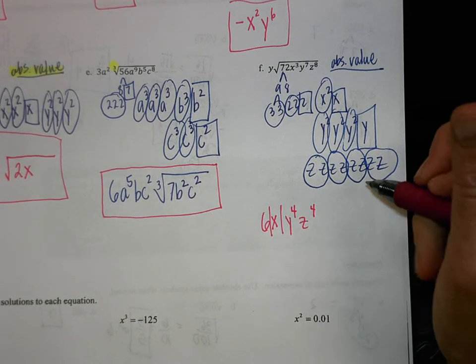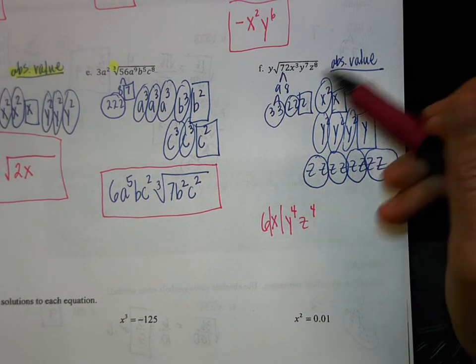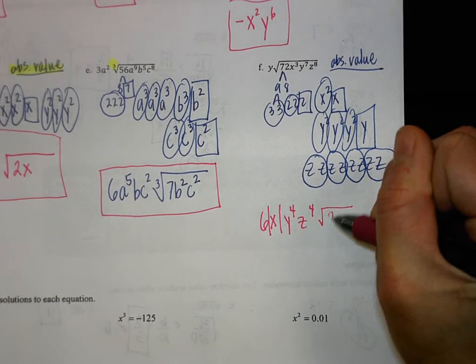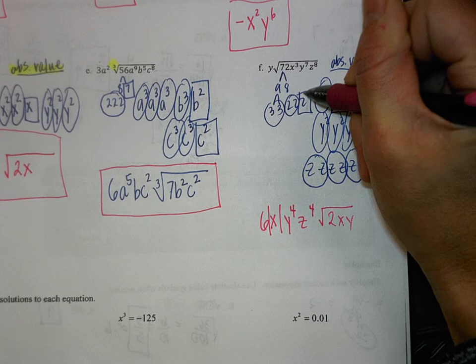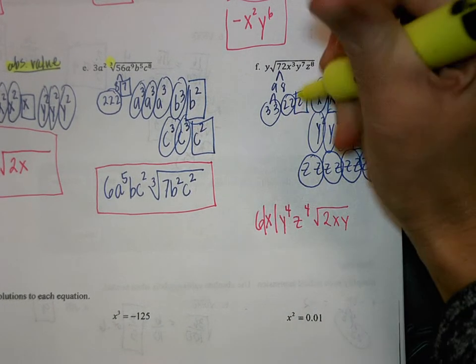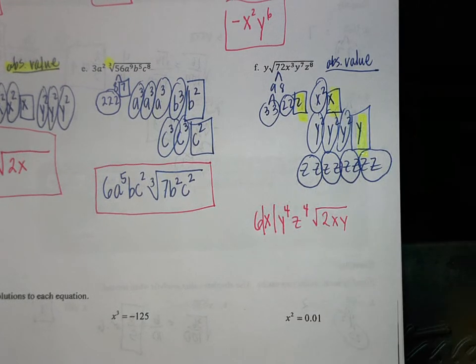Okay, so what's going to be left over in the root on the inside? How do I write that? It'd be 2xy on the inside. Very good, 2xy, and I just go through and look for anything that's boxed. If you got confused at all, you could highlight anything that's boxed to remind yourself, and all that stays in the box.